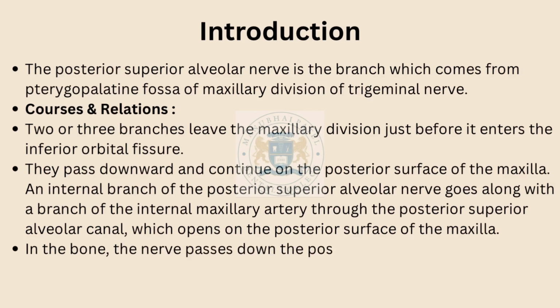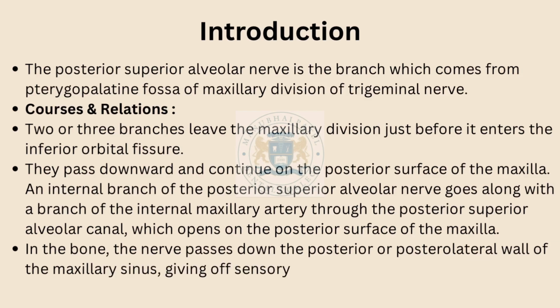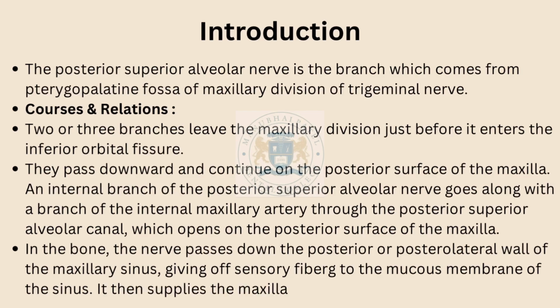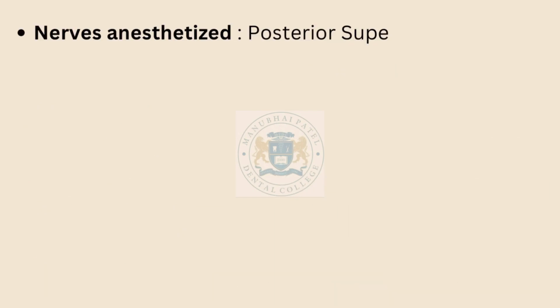In the bone, the nerve passes down the posterior or posterolateral wall of the maxillary sinus, giving off sensory fibers to the mucous membrane of the sinus. It then supplies the maxillary molars and their gingivae. What are the nerves anesthetized? So it is the posterior superior alveolar nerve and its branches.